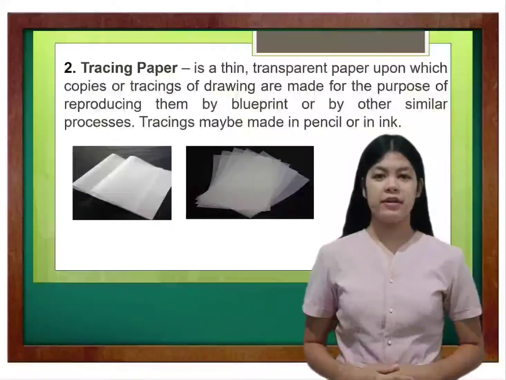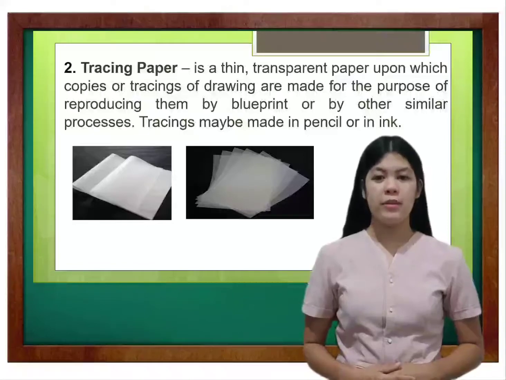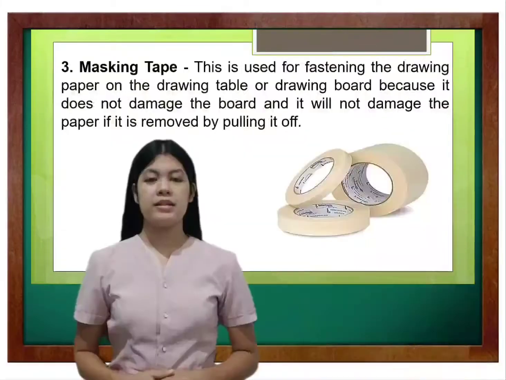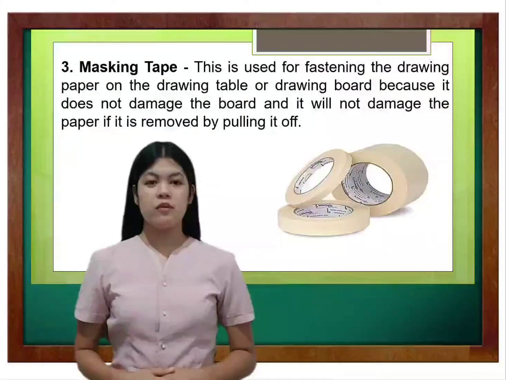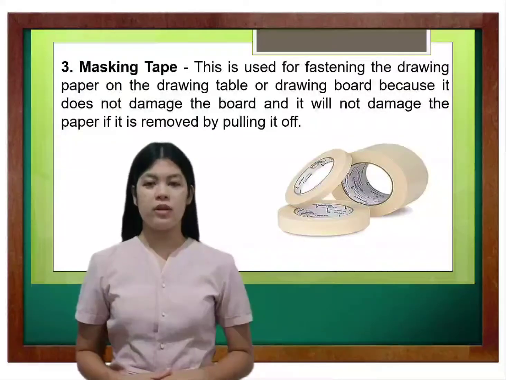Second is tracing paper. It is a thin, transparent paper upon which copies or tracings of drawing are made for the purpose of reproducing them by blueprint or by other similar processes. Tracings may be made in pencil or in ink. Masking tape. This is used for fastening the drawing paper on the drawing table or drawing board because it does not damage the board and it will not damage the paper if it is removed by pulling it off.